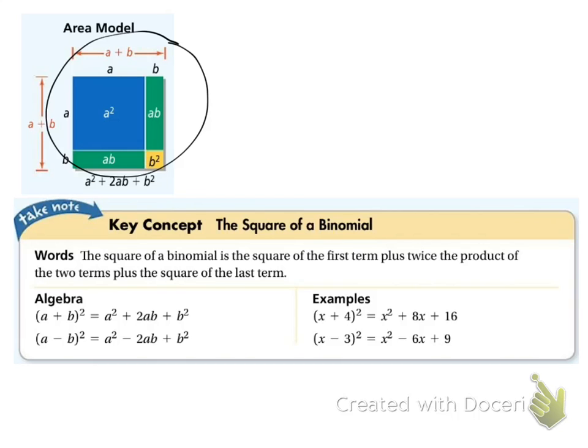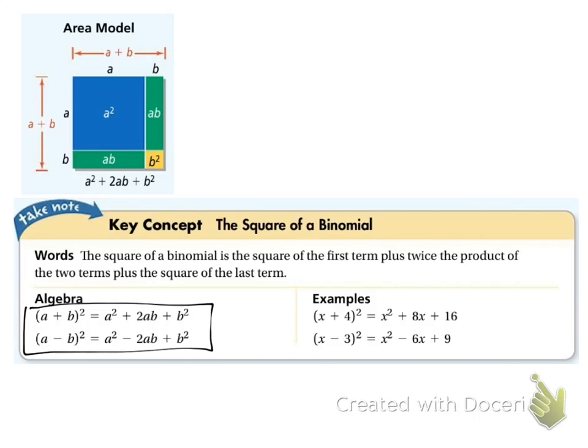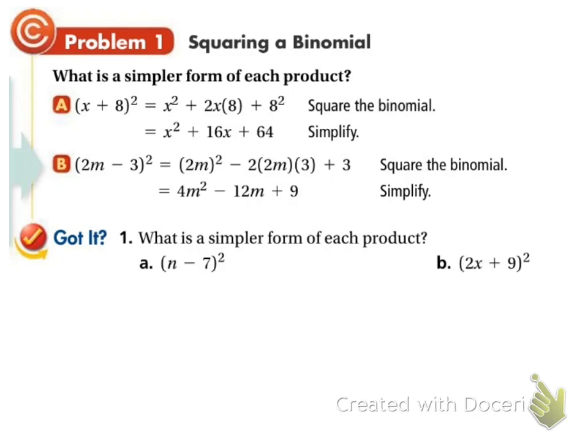If you look at this picture up here, you can see why this works. We get the blue square in the middle, and these two green pieces are exactly the same. So that's where we get these equations down here. If we have a plus b squared, we get a squared plus 2ab plus b squared. And if we have a minus b squared, we get a squared minus 2ab plus b squared. So the only difference is plus and minus here, plus and minus here. Otherwise, they're exactly the same. So let's try some examples.